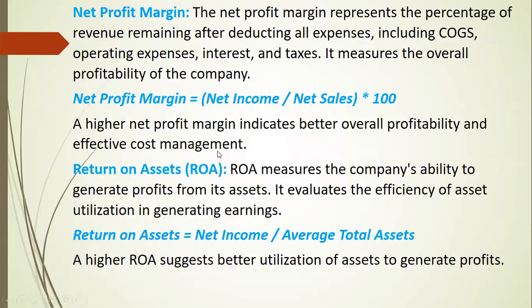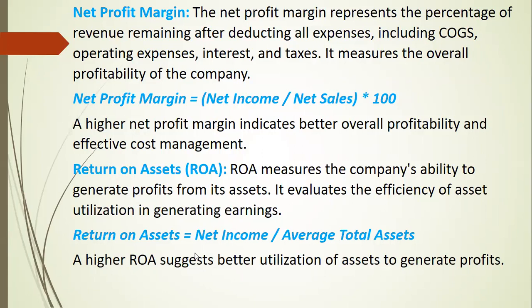We'll move to the next one. So the next one is very similar to that. It is the net profit margin. So the net profit margin represents the percentage of revenue remaining after deducting all expenses, including tax, isn't it? It measures the overall profitability of the company, the net income divided by net sales, isn't it? So a higher net profit margin indicates better overall profitability and effective cost management.